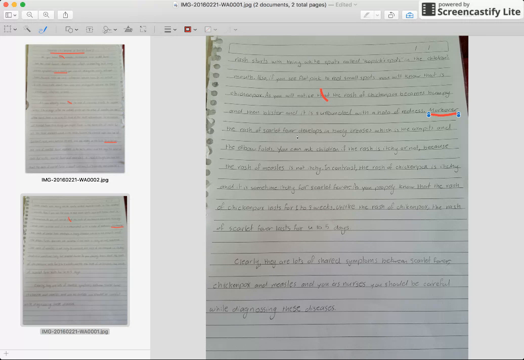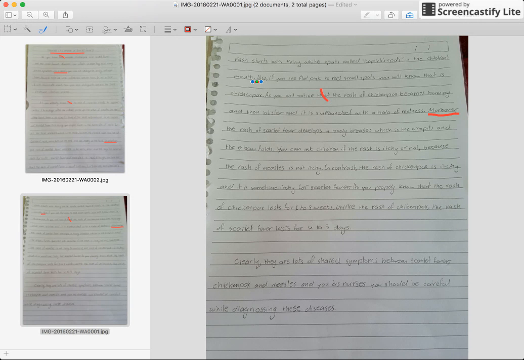The rash of scarlet fever develops in the body creases, which is the armpits and elbow folds. You can ask children if the rash is itchy or not because, so you're starting off another sentence here, so you need to leave a little bit more room between your sentences, by the way. Where your period finishes and the next sentence starts, you need to leave at least 2 spaces. Okay, in contrast, the rash of chickenpox is itchy, and it is sometimes itchy for scarlet fever.